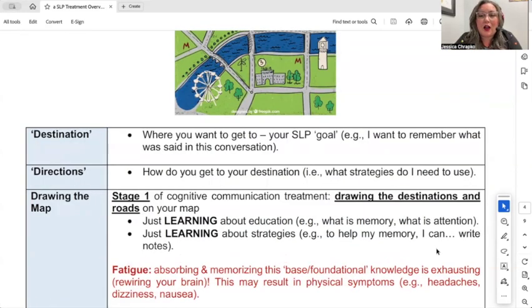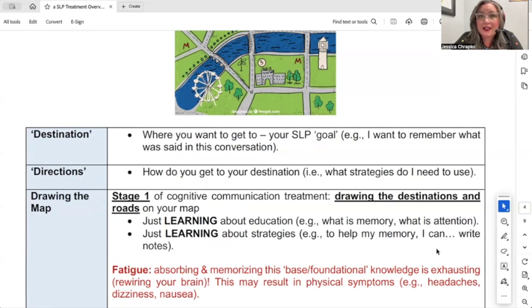Stage 1 of cognitive communication treatment involves drawing the destinations on your map. What are your cognitive communication goals? What is the most important thing for you to get back to? Is it, I want to be able to play cards with my friends? Is it, I want to be able to give my daughter relationship advice? Is it, I want to help my partner manage the family finances or manage the kids' schedules? Is it, I'm the power of attorney for my parents and I need to decide the best course of action for their medical care?